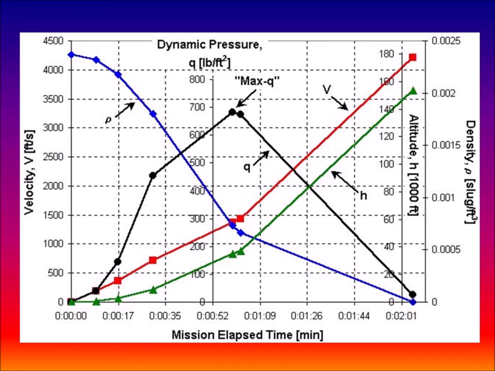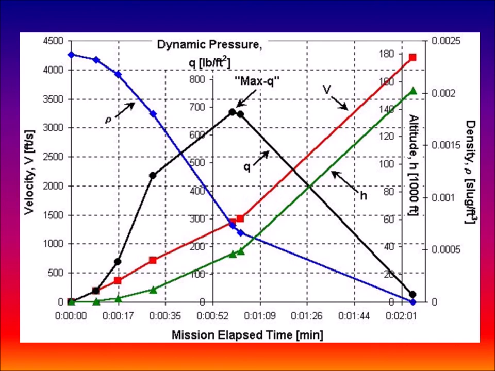The density that we're interested in, of course, is the top value. That is the one we would have at sea level. And down low, it's basically zero. The red line is the speed of the vehicle as it climbs off the launch pad. And the green line is the altitude, how high it has climbed. And the black line is this effect we call max Q, the dynamic pressure on the vehicle.